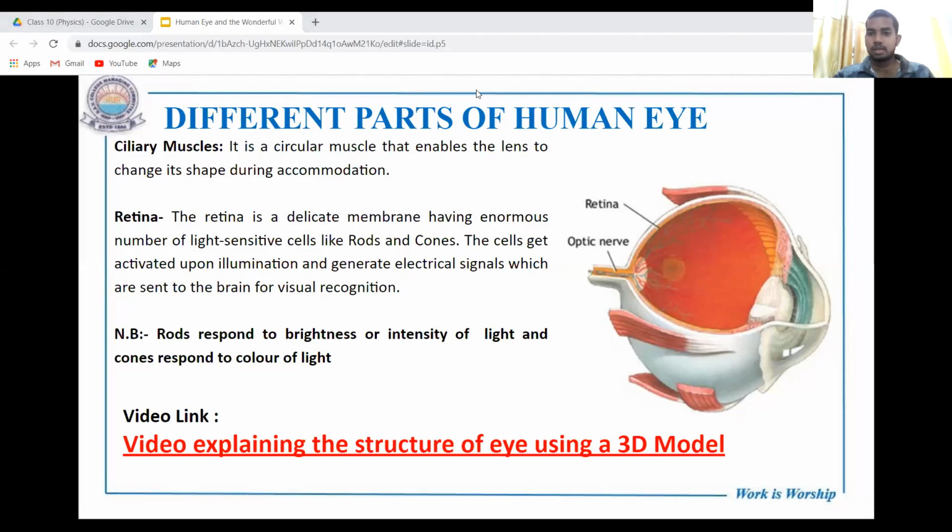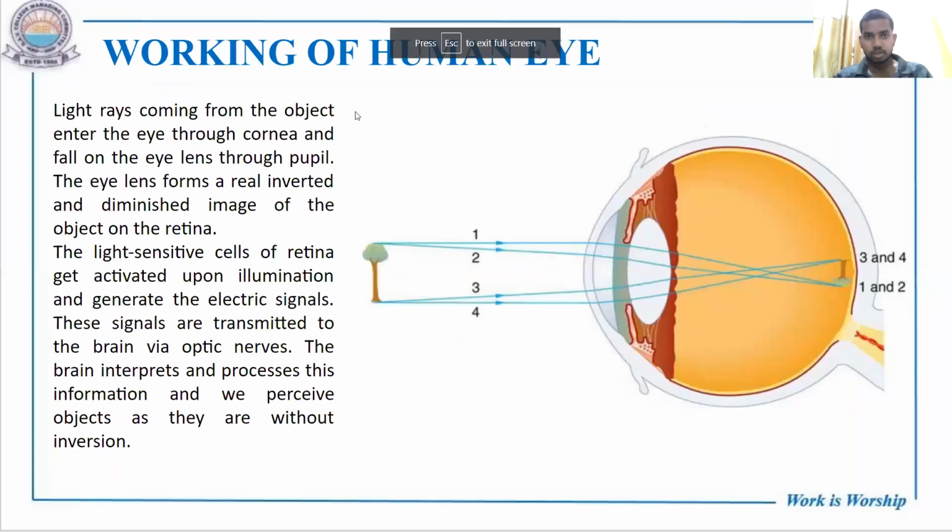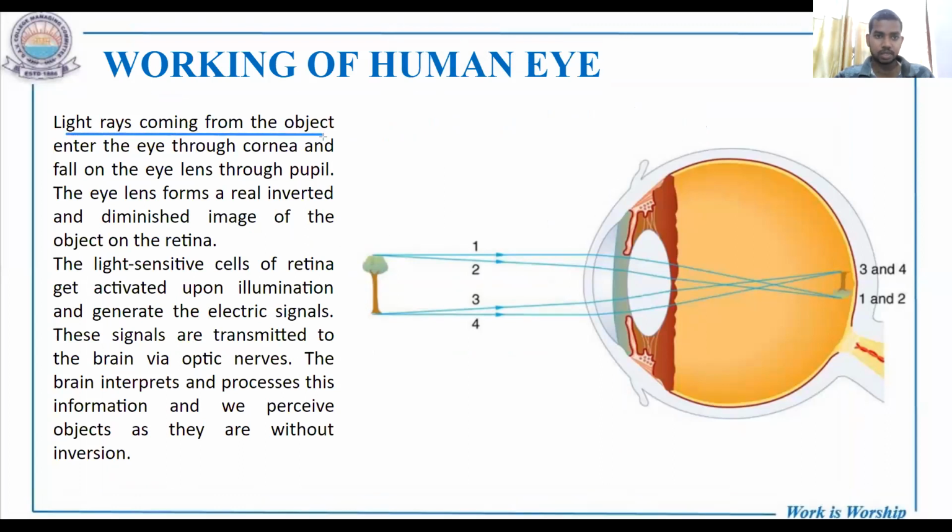Okay, so the parts of the human eye and their structures are clear to all of you. Now let us come to the working of the human eye. What is the working of the human eye? How does it work? Let us see. Light rays come from the object. This is an object, it is shown here.